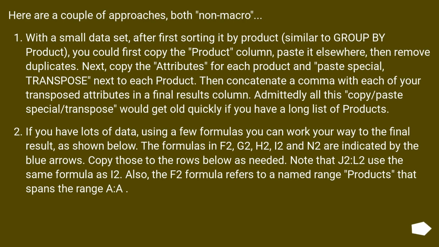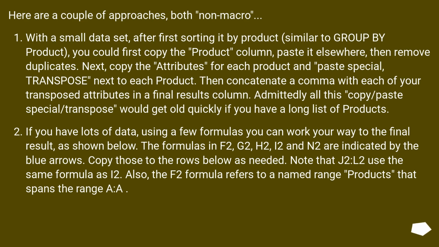Here are a couple of approaches, both non-macro. With a small data set, after first sorting it by product, similar to group by product, you could first copy the product column, paste it elsewhere, then remove duplicates. Next, copy the attributes for each product and paste special, transpose next to each product. Then concatenate a comma with each of your transposed attributes in a final results column.